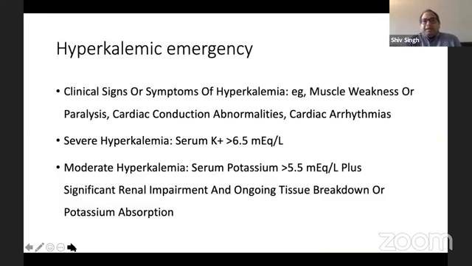So what exactly is a hyperkalemic emergency? Clinical signs or symptoms of hyperkalemia which lead to muscle weakness or paralysis, cardiac conduction abnormalities, and cardiac arrhythmias constitute a hyperkalemic emergency. This is seen in severe hyperkalemia, wherein potassium is more than 6 milliequivalents per liter. You can also see it in moderate hyperkalemia with serum potassium of 5.5 milliequivalents per liter, where there is significant renal impairment, or ongoing tissue breakdown like rhabdomyolysis, or increased potassium absorption. So there is a progressive increase in potassium seen with these cases.